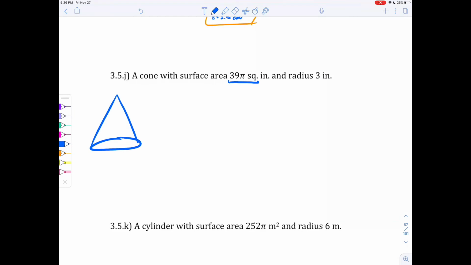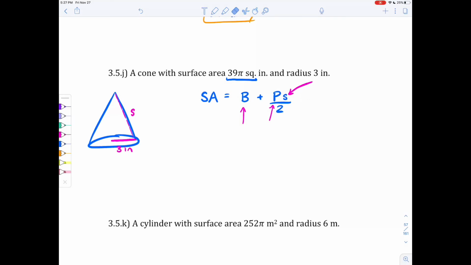Anywho, so here we have our cone. I know that my surface area is 39 pi square inches, and I know that my radius is 3 inches. To find the surface area of the cone, I would normally have surface area equal to the area of my base plus the perimeter of my base times the slant height over 2. Now, I can go ahead and find my base. I know my base is a circle, so I'm going to use pi r squared. I have my r. Good. My perimeter of my base, again, my base is a circle: 2 pi r. I have my r. Good. But this s here, we don't have that slant height, so we will need to figure out what that value of s is, and that will be our missing measurement in this case.